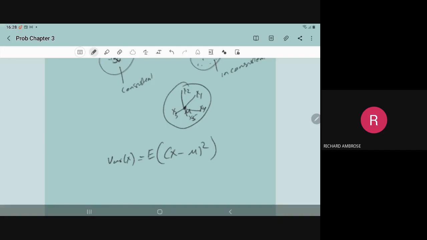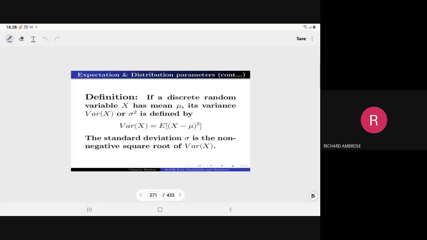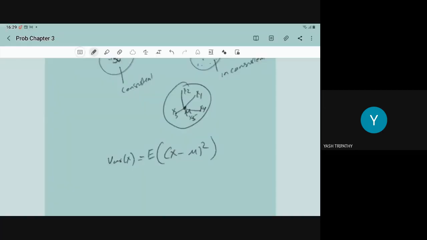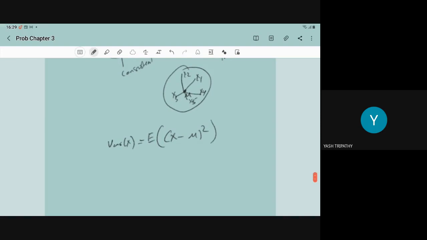The standard deviation we denote by sigma. It is nothing but the non-negative square root of the variance of x. Actually, what problem have you faced when we are subtracting x minus mu, right?